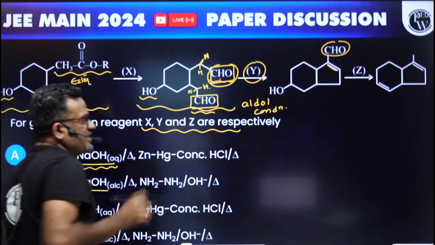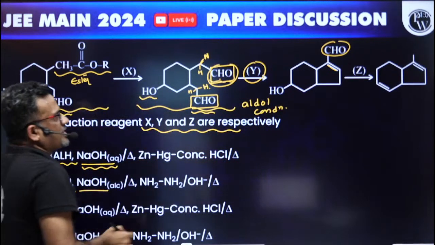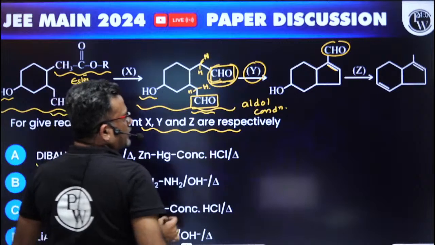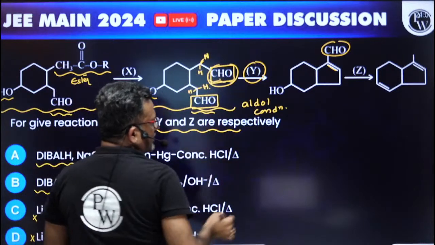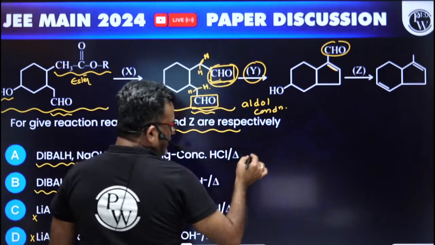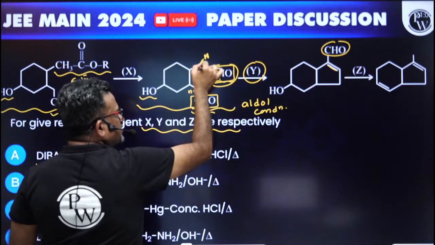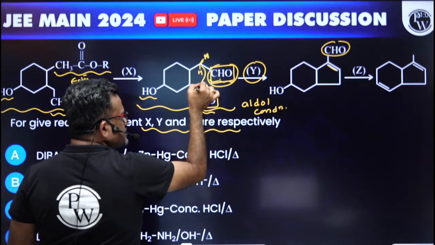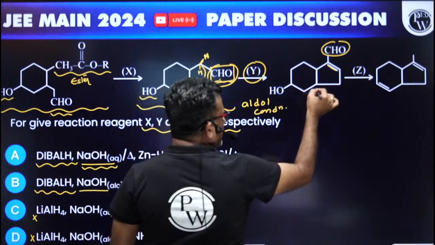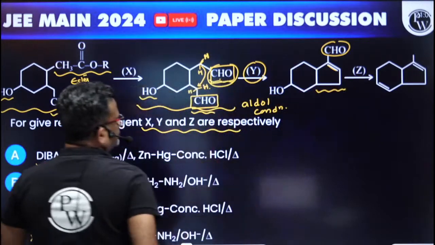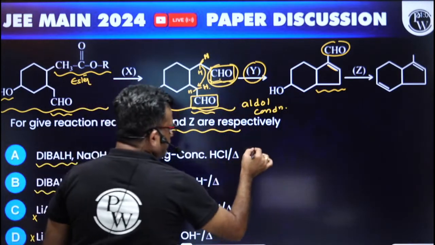What is this called? Intramolecular aldol condensation. So that will give you what? How exactly does aldol condensation happen? You know that, right? This is the bond that is going to be attached to this. As a result, you are going to get this particular compound. If you want, I'll be able to write it.